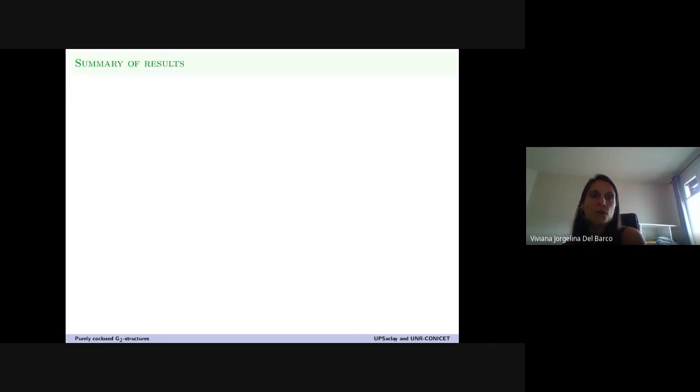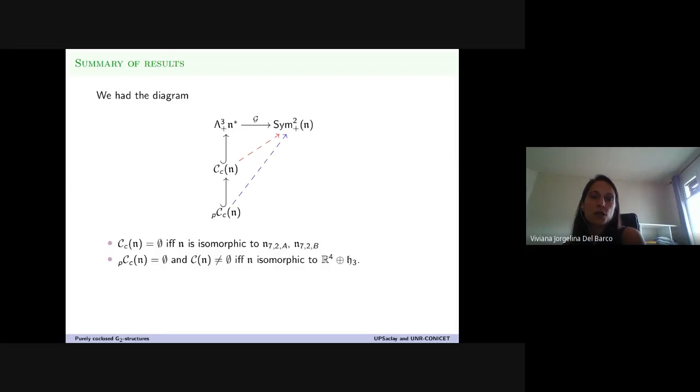So the results, as I said before, talking in this graph where we have the function g, which is surjective: the Lie algebra admits a coclosed G2 structure if and only if it is not isomorphic to the 2 cases where we're not decomposable for n prime equal to 2. Also, there is the only Lie algebra not admitting purely coclosed, but admitting coclosed. So PCC is empty and CC is non-empty. It is R4 times H3. This is the only case.